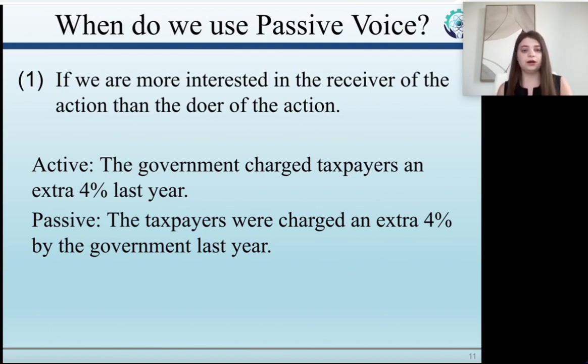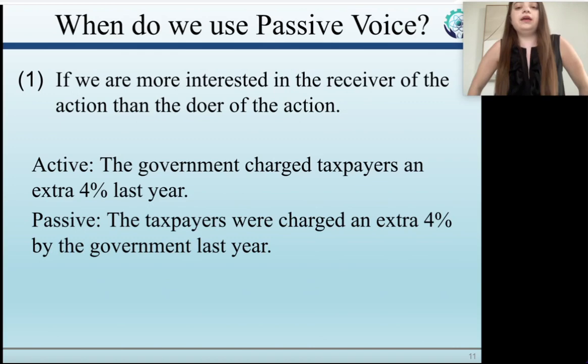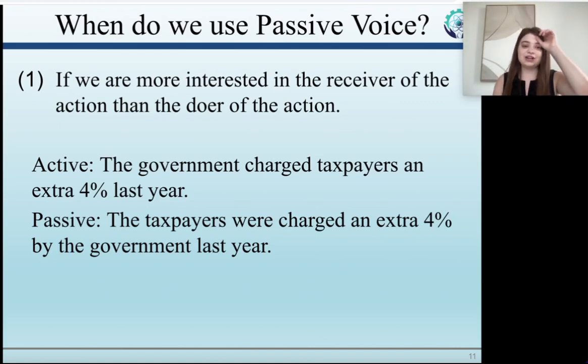And here's the first one. The first one is if we're more interested in the receiver of the action than the doer. And this could depend on what we're talking about. Either active or passive for this case could make sense depending on the context of these sentences. The active form is "the government charged taxpayers an extra 4% last year." The passive form is "the taxpayers were charged an extra 4% by the government last year."